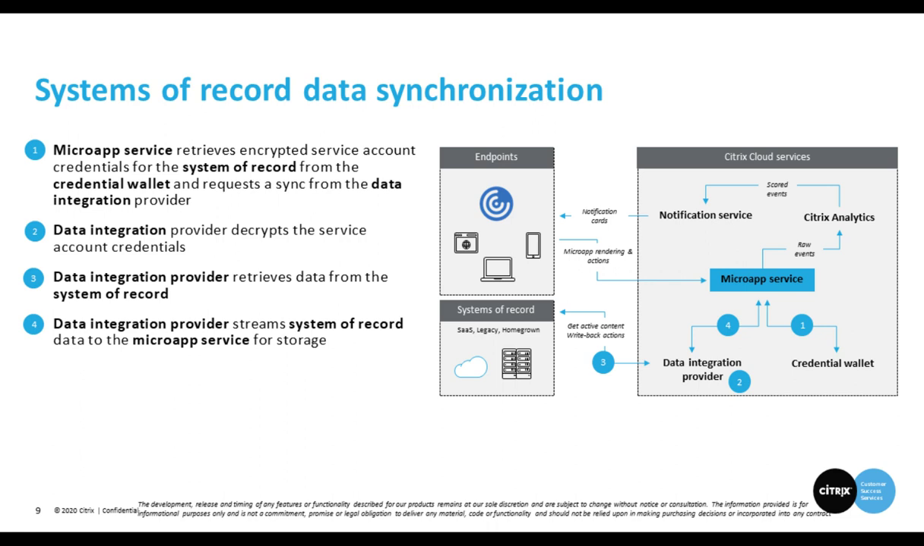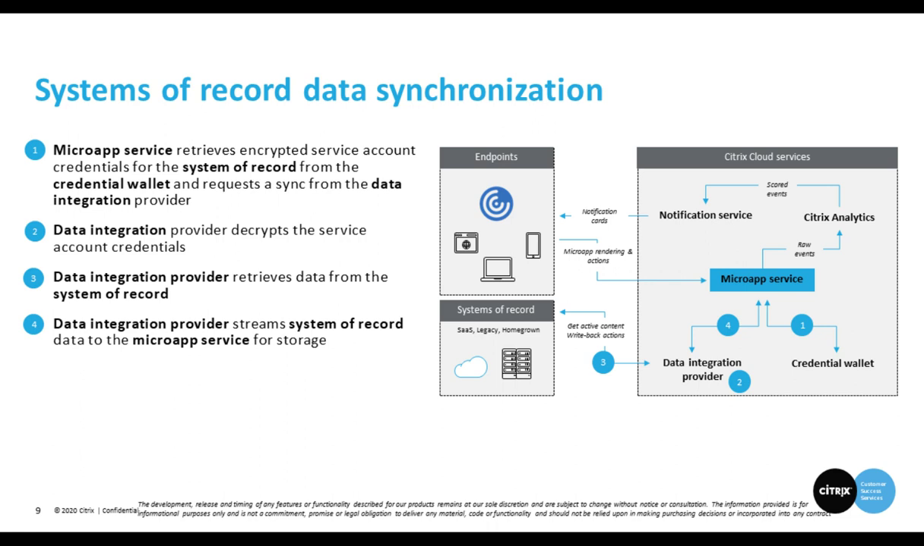That data integration provider is going to decrypt the service account credentials. The data integration provider is going to then retrieve the data from the system of record. So we're just basically sending it the secret key back and forth, and that gets all set up from the system of record. And then the data integration provider is going to stream the system of record data to the Microapp service to be put into a cache file.